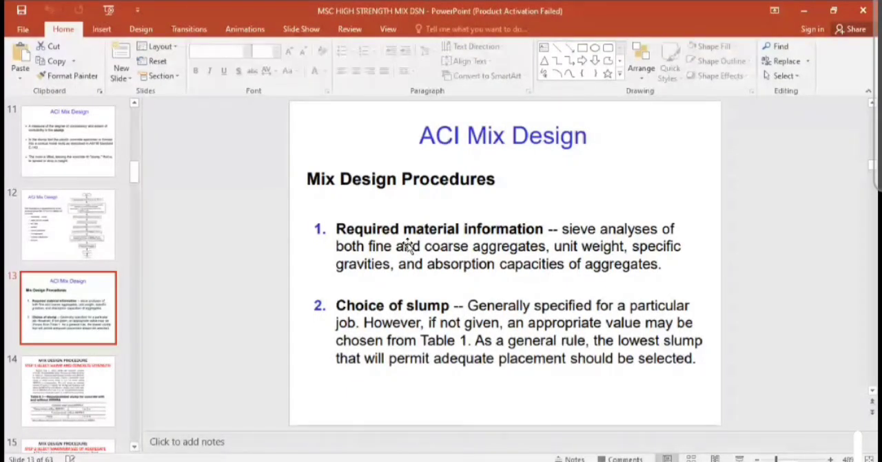Now, mix design procedure. If you have any question regarding the theory, students, you can ask. Then we will go step-by-step through the procedure for mix design.